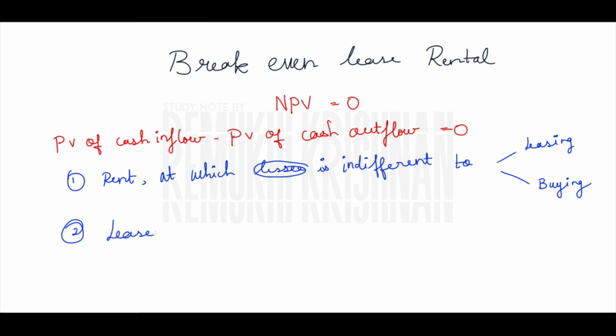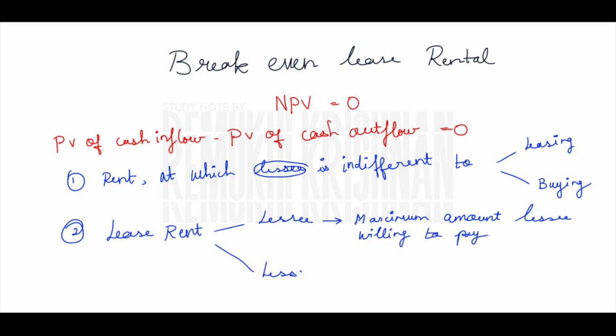The second point is that the lease rent is the maximum amount for the lessee. This is the amount that the lessee is willing to pay. When it comes to the lessor, this break-even lease rental amount is the minimum amount for which he is willing to give the asset. Below that, it is going to be a loss. So it is the minimum amount the lessor will accept. This is the very basic idea of break-even lease rental conceptually. We will be looking at some sums and grasp what is in it.